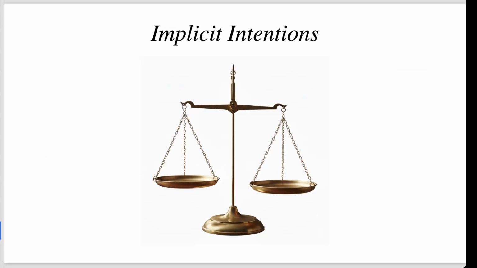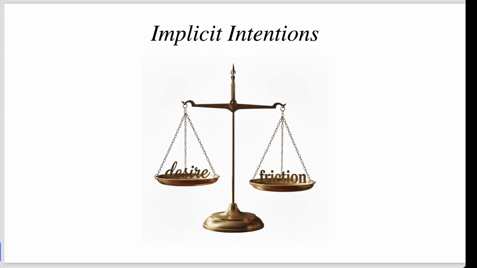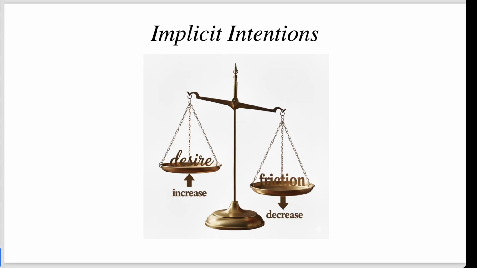So, implicit intentions. We've got this balancing scale here, because implicit intentions are actually solved by at least one of two ways: desire and friction. So what we can do is either increase our desire or decrease our friction, and that will definitely sway implicit intentions. I'll give you an idea of how to do that, but it's best to do both.